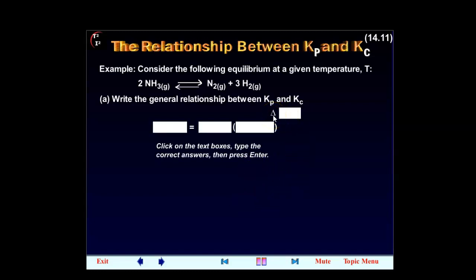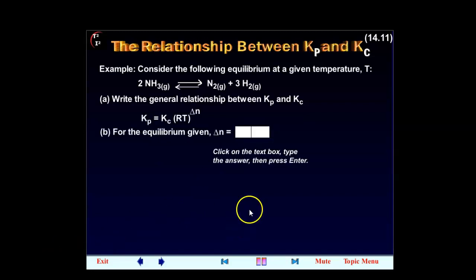Remember your delta n, that is change of n, is going to be the sum of the products coefficients minus the sum of the reactant coefficients. All right, this will give you that expression. They say write the general expression between K of P and K of C. So you're just writing between Kp and Kc. So Kp equals Kc (RT) exponent delta n.